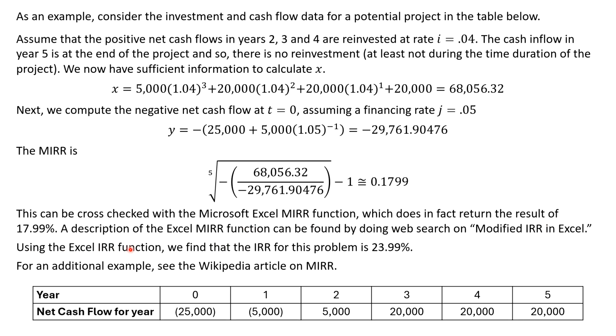Using the Excel IRR function, we get an IRR of 23.99. So we see we get a different value here. And if you go to the Wikipedia article, again, I think you need to search modified IRR in Wikipedia, and that'll bring up yet another explanation as well as another example to have a look at.